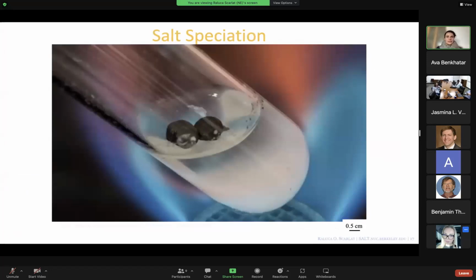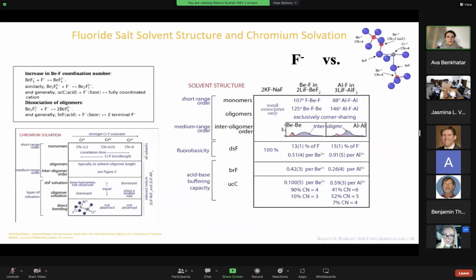Okay, so I'll talk about two more topics really briefly on speciation and then electrochemical methods. So this was a collaboration with Mark Asta's group. It was an ab initio molecular dynamics study on structure of FLIBE, and we were interested in solvation of transition metals. Specifically, we were trying to understand how transition metals are solvated, because the existing theory was that dissociated F- is the primary modality of solvating transition metals. And so that meant that a melt like FLiNaK, which has a lot of dissociated F-, would readily solvate a transition metal, and a melt like lithium fluoride, beryllium fluoride, which may not have as much dissociated F- would maybe have a harder time solvating transition metals.